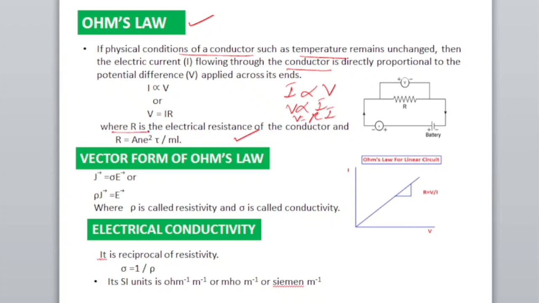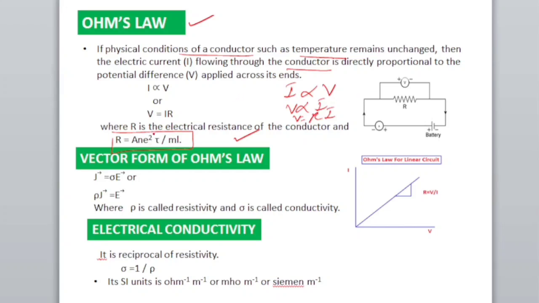Its value is given by R equal to ml by ne²τA. And A is area of cross section, n is number density, e is charge of electron, m is mass of electron, L is length of the conductor. So this is the scalar form of Ohm's law, right?